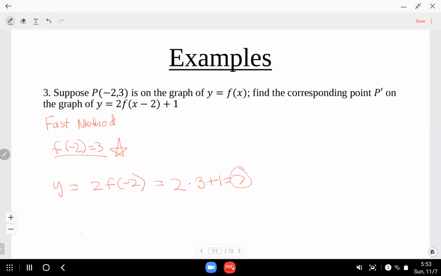What about x? Well, x minus 2. That's in the parentheses, so we have to worry about that to find the x value. So what is the current x value? Okay, we're going to set that equal to 2, right? We're going to set that equal to 2, then we get x equals 0, right? So are there any questions on this method?